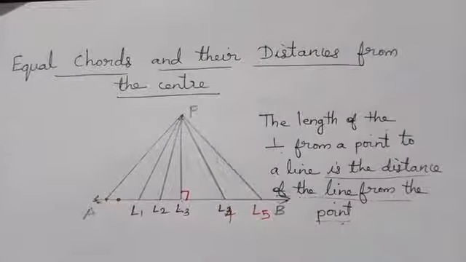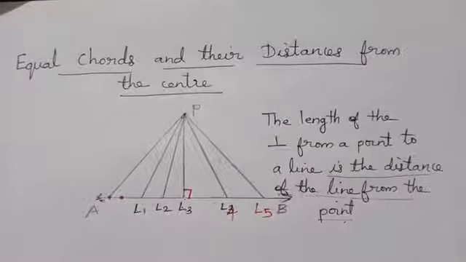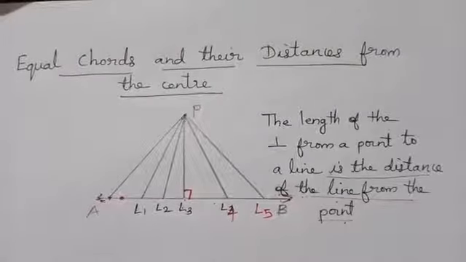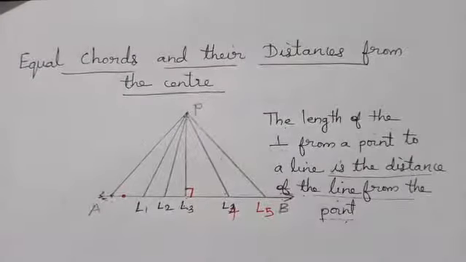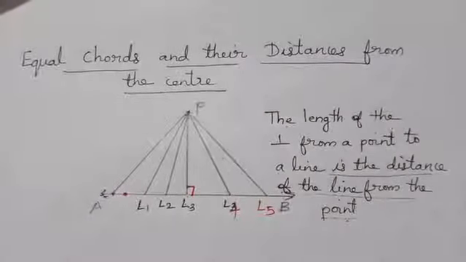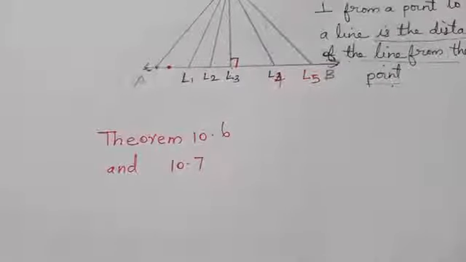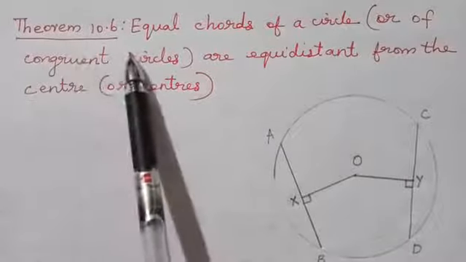A circle can have infinitely many chords. We already learned in earlier classes that a circle can have infinitely many chords. Do you think that there is some relationship between the length of chords and their distances from the center? Let us see how it is. Theorems 10.6 and 10.7 will explain the relationship between the length of chords and their distances. Okay, let's start with theorem 10.6.